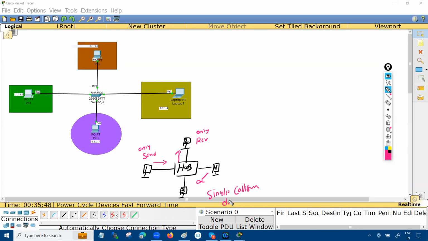Hello. Yes. The collision means what, sir? I just showed you. Let me tell you what it is. Don't worry, I'll tell you. Just wait a minute. Okay, sir.